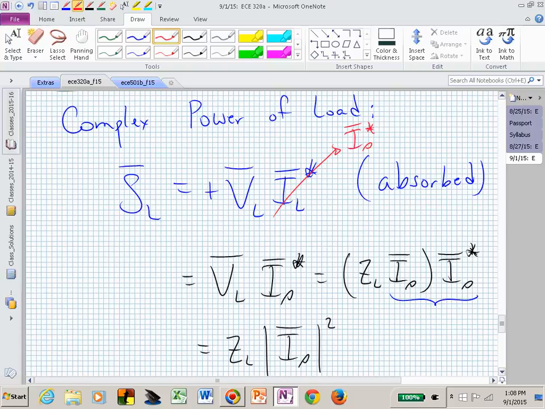If it's a pure resistor, then you know that their angles are aligned or they're in phase, and that conjugate you could not worry about. And that then defaults back to what power is in a resistive circuit, VI.